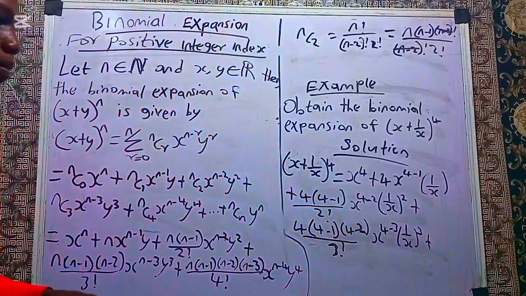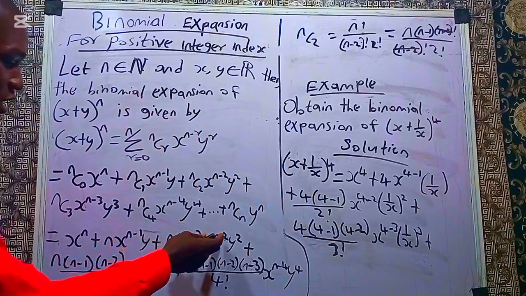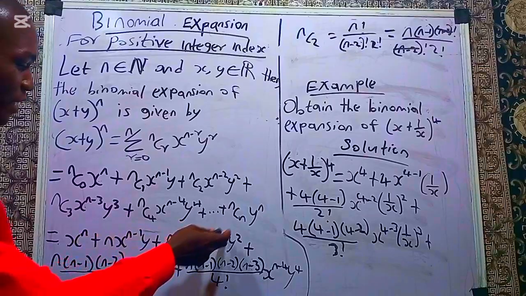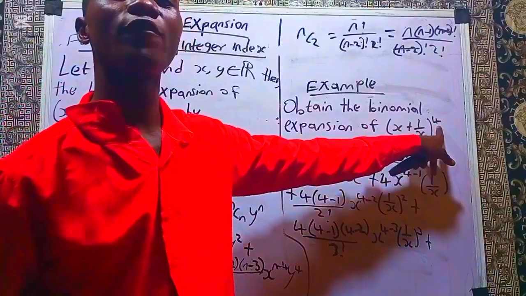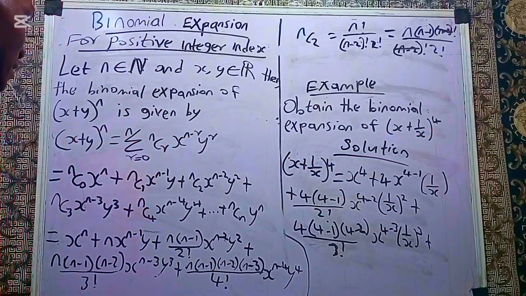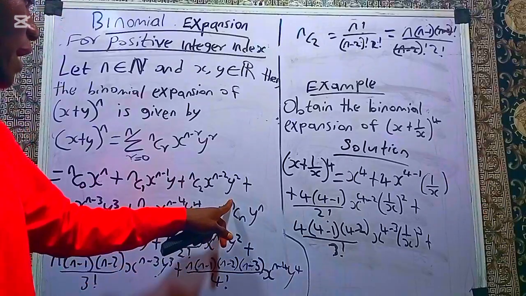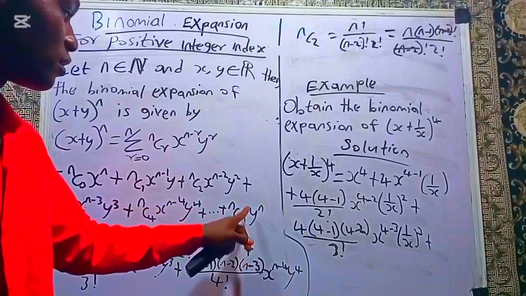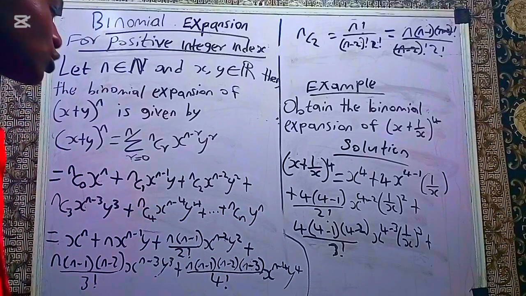Plus, after n minus 3, you see how the formula is going? n minus 1, n minus 2, n minus 3. The next one will be n minus 4. But our n is 4. So at that point you have reached the last thing of the expansion. You have reached this place: n combination n, y raised to power n. So you have reached the last part of the expansion.